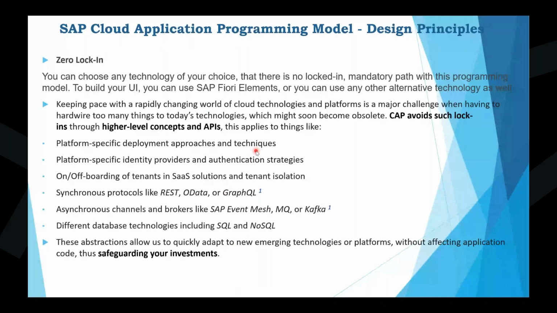Keeping pace with the rapidly changing world of cloud technologies and platforms is a major challenge when having to hardwire too many things in today's technology, which might soon become obsolete. So CAP avoids such lock-in through higher-level concepts and APIs. Platform-specific deployment approaches, platform-specific identity providers for authentication services, and onboarding and offboarding of tenants are there. You can use REST, OData or anything. You can use asynchronous channels like Event Mesh, you can integrate in CAP, and you can connect to different databases. The abstraction allows us to easily adopt new emerging technologies or platforms without affecting your application code. That safeguards your investments.